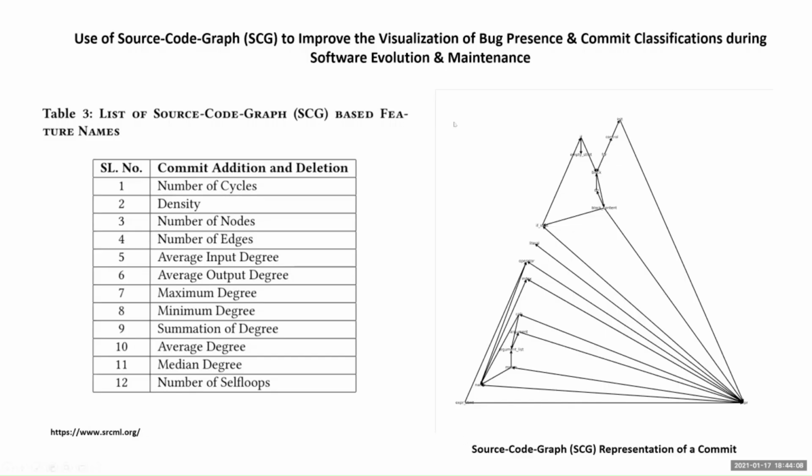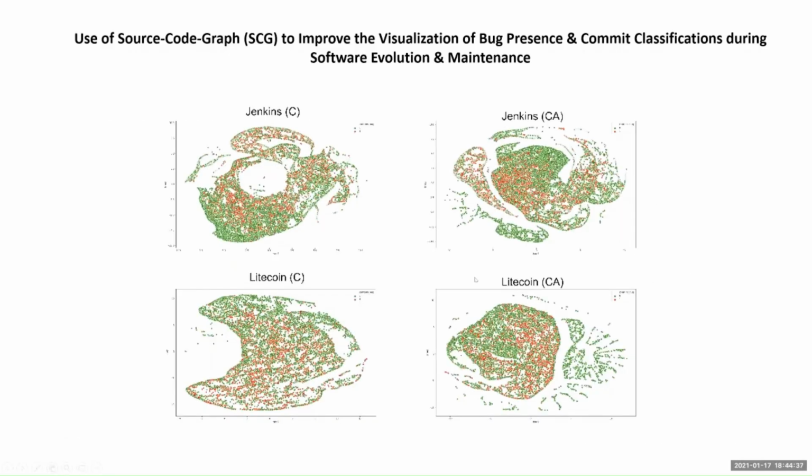Here, a graphical representation of a commit is shown, and this is just an example. In a real software environment, this representation could be much more complex. And based on the complexity or attribute values of this graphical representation, we can try to detect whether this commit contains a bug or what the classification of that commit is.